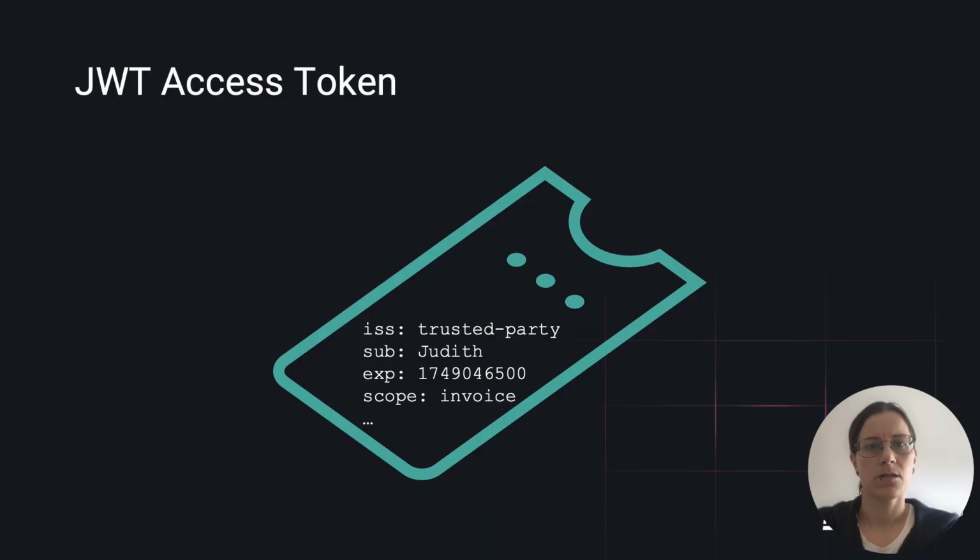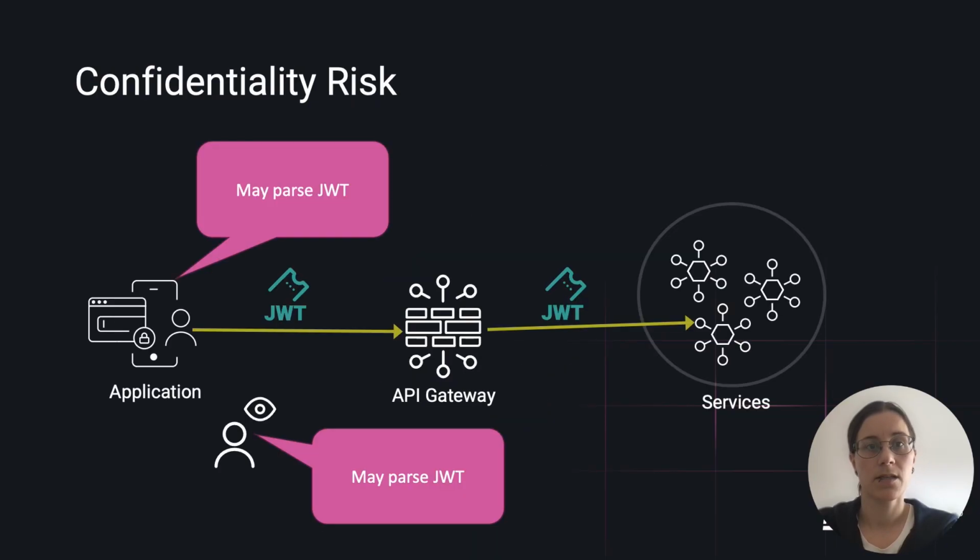JWT access tokens can contain all sorts of data. Some data is technical, like the expiration time. Other data is about the identity, the subject. Some data, for example, the audience claim, is about the resource. Some data, like the scope, is about the action, and some data can be sensitive, which implies a confidentiality risk.